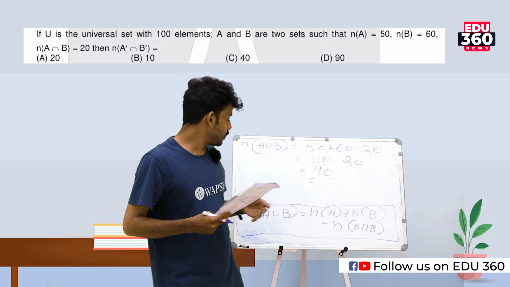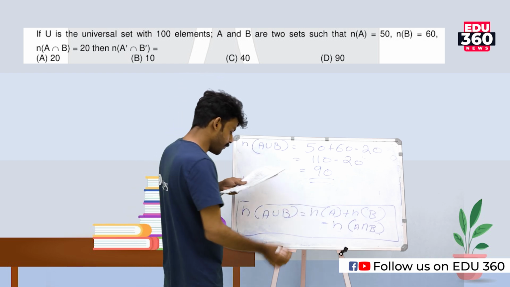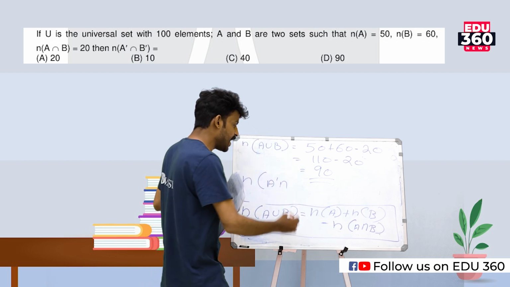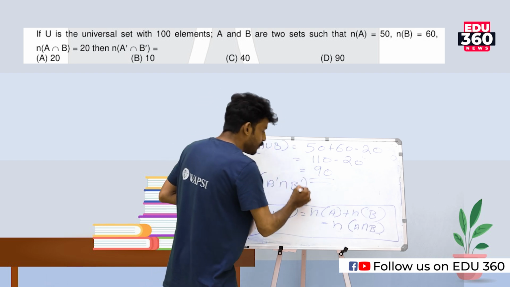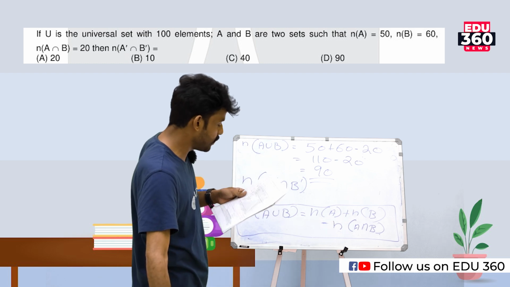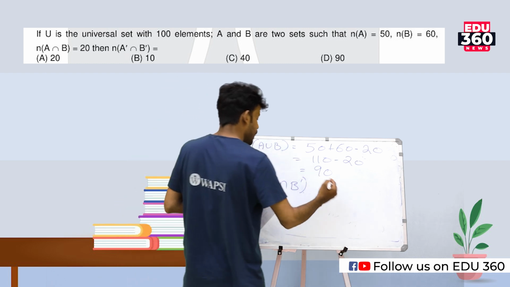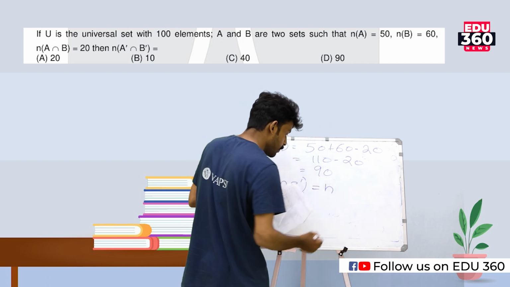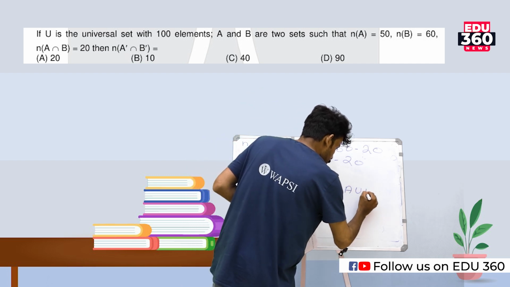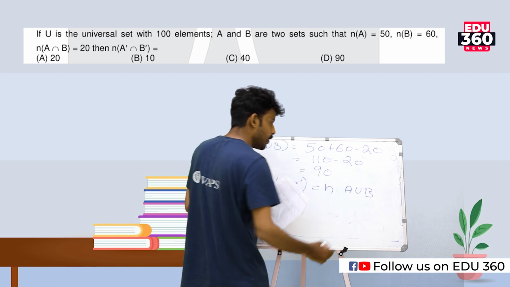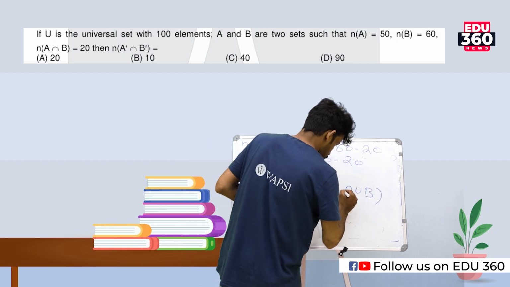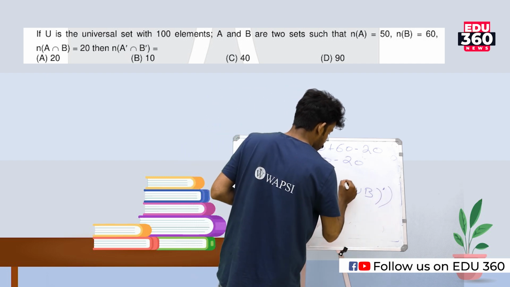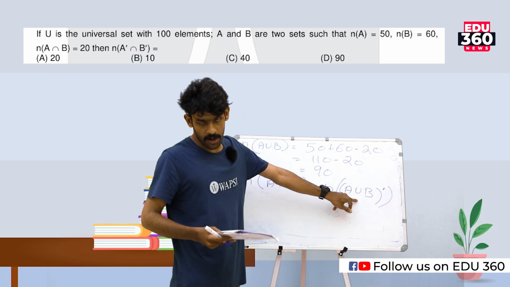So in the question, we need to find n of A dash intersection B dash. So A dash intersection B dash is equal to n of A union B, the all dash. Okay, n of A union B, the all dash.